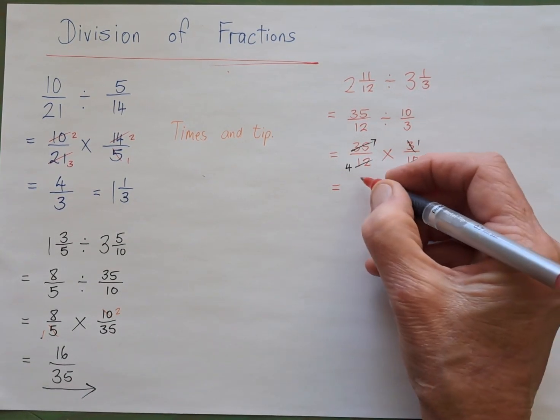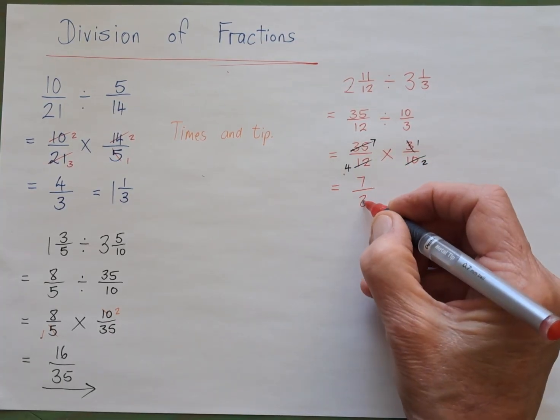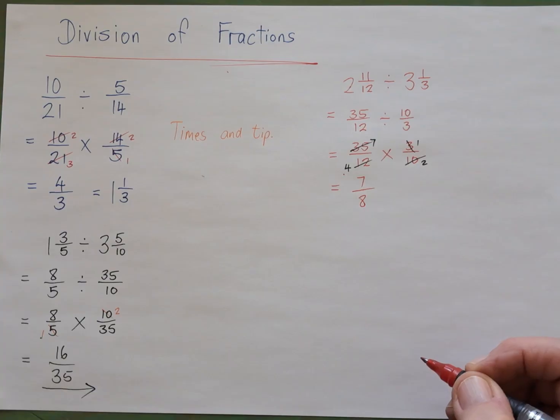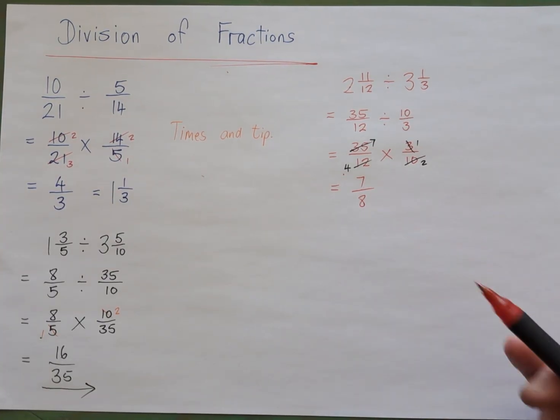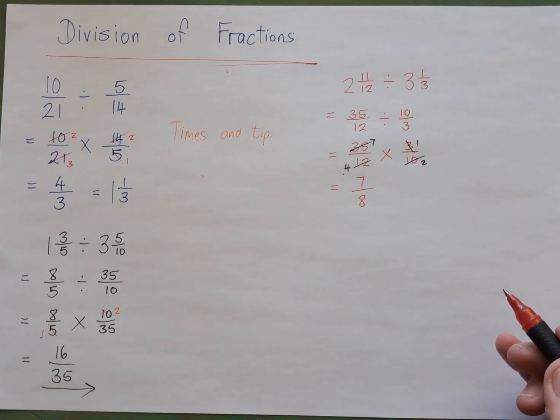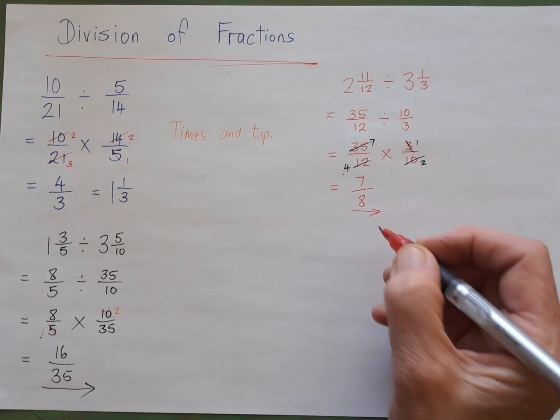7 times 1 is 7, and 4 times 2 is 8. Check whether it's improper or common. It's a common fraction because the numerator is smaller than the denominator. Nothing else can be divided into both those numbers, and so that is my final answer.